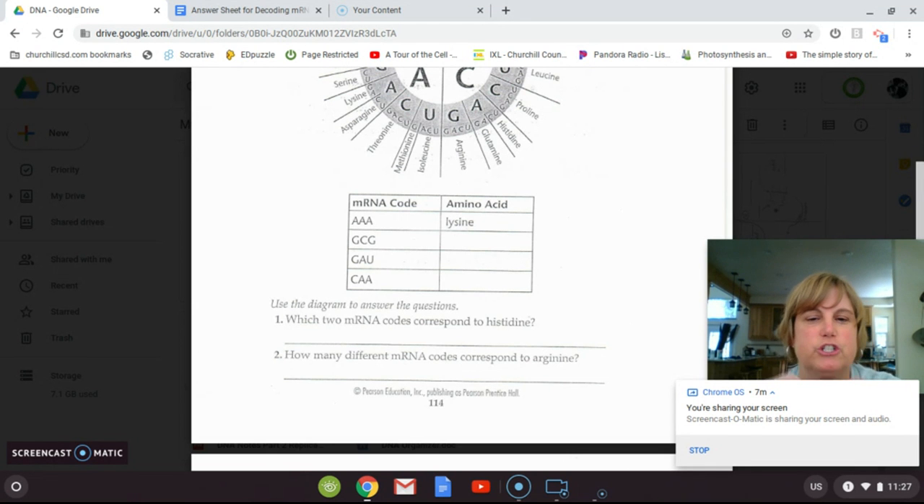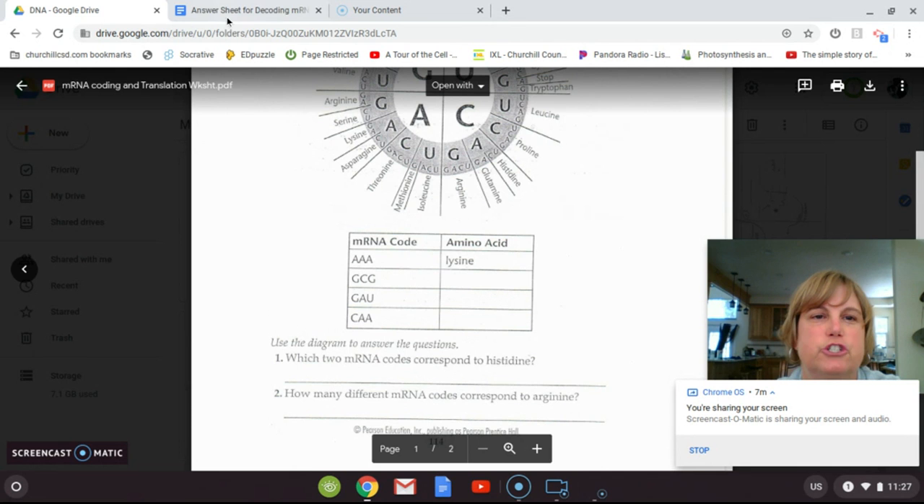So that's the first worksheet. And here's the answer sheet for that.